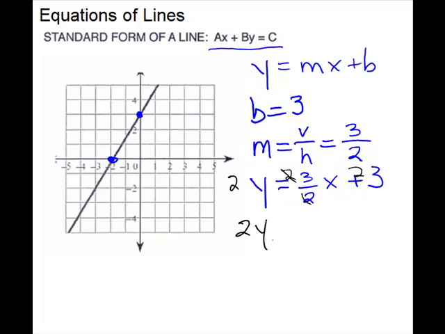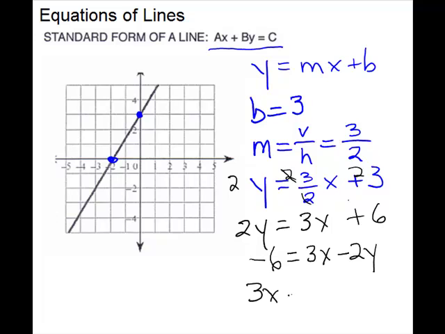This will give us 2y equals 3x plus 6. Now we want to get the x and y on the same side, the constant on the other side. So I'm going to choose to keep my 3x, subtract the 2y to get it off of that side and on this side. And then to get the 6 from this side to the other side, I have to subtract a 6 from both sides. So 3x minus 2y equals -6 is the standard form, and my slope-intercept form was y equals 3/2 x plus 3.